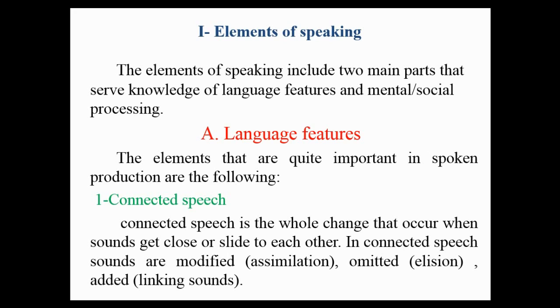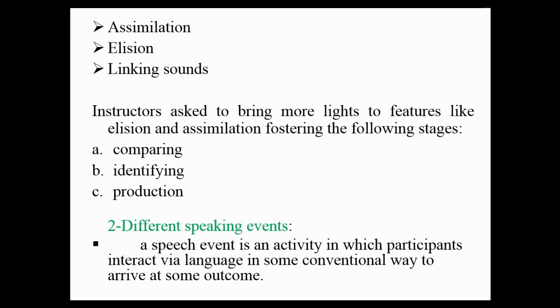In connected speech, sounds are modified, that is to say, assimilation, omitted, or elision, and linking sounds. Assimilation. In this, the sound at the end of one word changes to be more like the sound at the beginning of the next. Thus, the N at the end of green becomes an M when placed next to a word starting with P. Example, green pen. And it also changes to NG when placed immediately before K. Example, pancake.